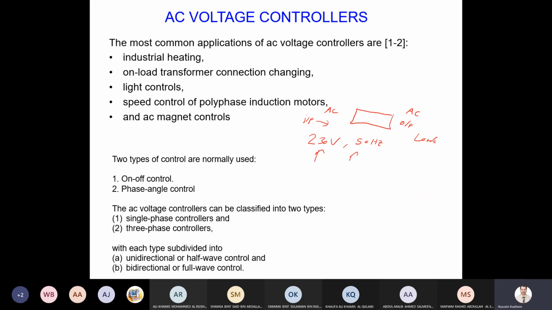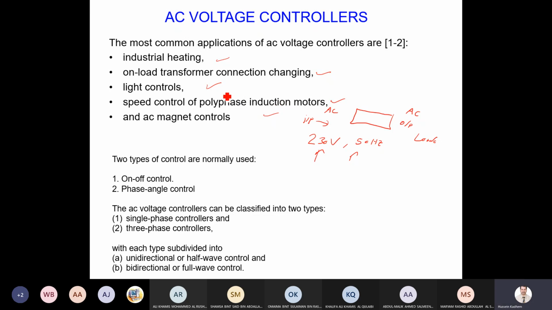Now this circuit is used to control AC loads. An AC load could be anything, and most of our loads are AC. Talking about industry as example, we're talking about industrial heat, on-load transformer connection. By the way, we will discuss these applications later on, inshallah, when we approach the applications. Or we can control light, or induction motors, or AC magnet. These are large applications in industry.